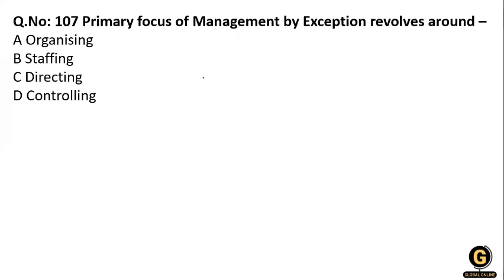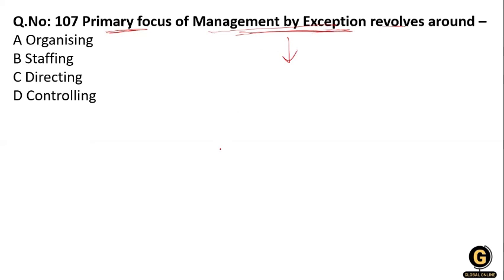Next question: the primary focus of management by exception revolves around organizing, staffing, directing, or controlling. So the question is about what the primary focus of management by exception revolves around. First of all, you have to understand this term, management by exception. It means looking at the financial and operational results of any business enterprise.